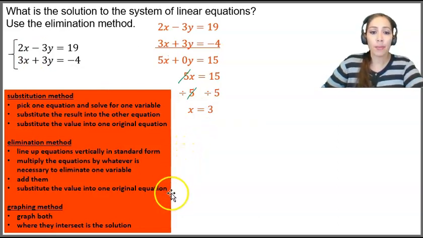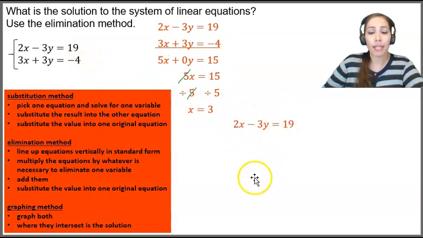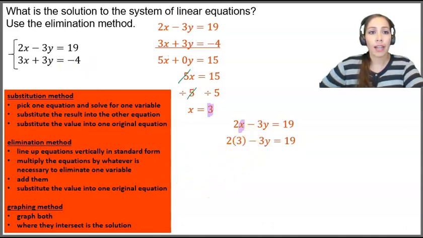Now, the next part of the elimination method is to substitute the value into one original equation. So I have x equals 3. I'm going to pick one of these original equations to plug in x equals 3. It does not matter which one I pick. I'm going to pick the top one, 2x minus 3y equals 19, and substitute in the x. We found out that x was equal to 3, so everywhere there is an x, I put in a 3. So it would be 2 times 3 minus 3y equals 19.